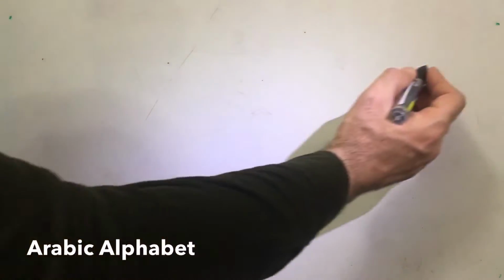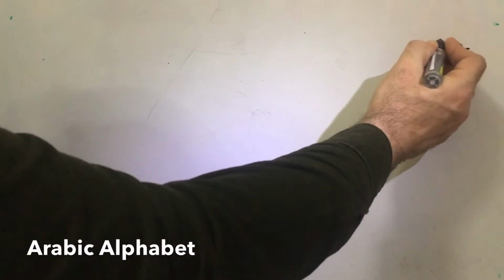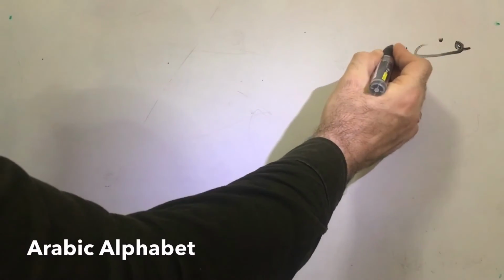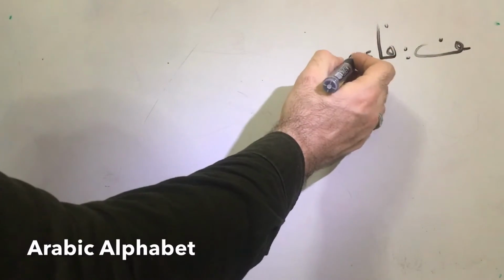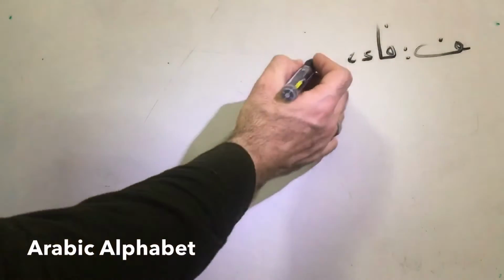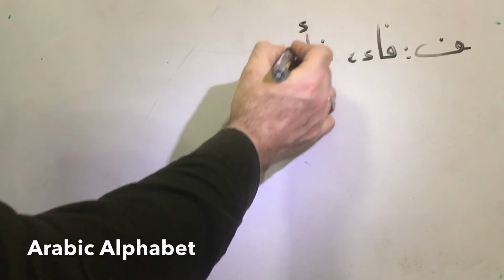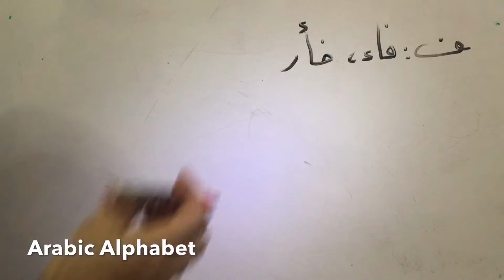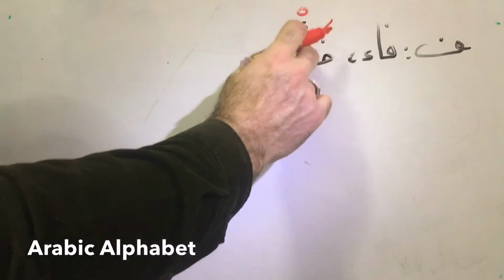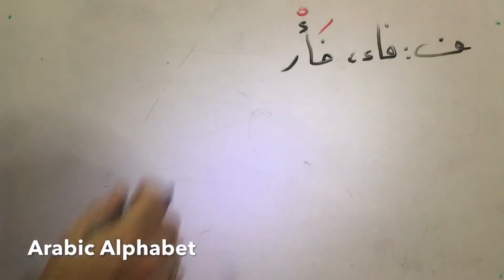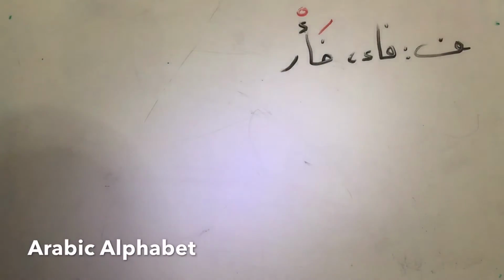The next letter is Fa. At the beginning of the word, it is like Fa'r. You can see Fatha over Fa, Sukun over Hamza. Fa'r means mouse.